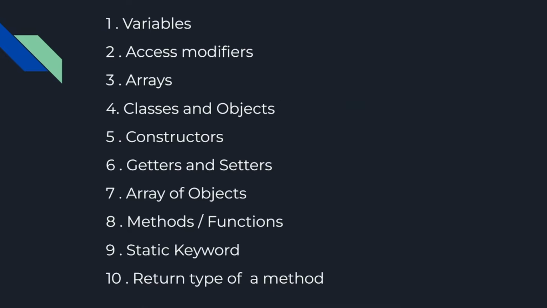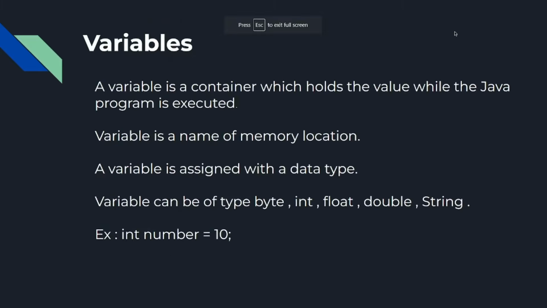In this video we are going to see what are variables and how to declare them, and we are going to see about access modifiers, arrays, classes and objects, and constructors, getters and setters, arrays of objects, methods or functions, and the static keyword, and the return type of a method. So let's get started. Variable.